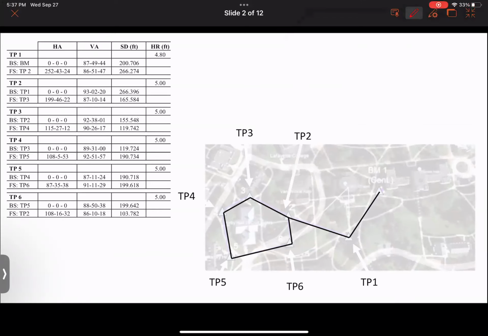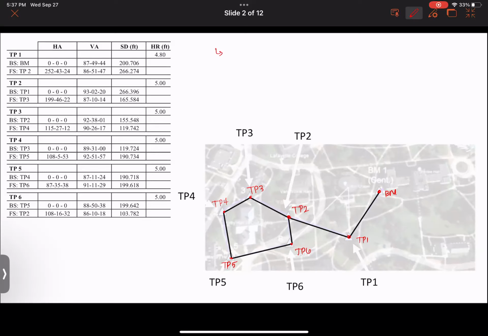And in this particular example, I want to take you through how they would take into account their internal angles and draw the angles they measured on their traverse drawing. So in this particular traverse, they started on the benchmark. They have TP1 where they set up, TP2, TP3, TP4, TP5, and TP6.